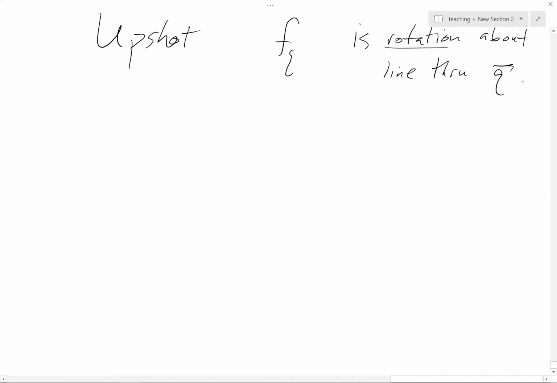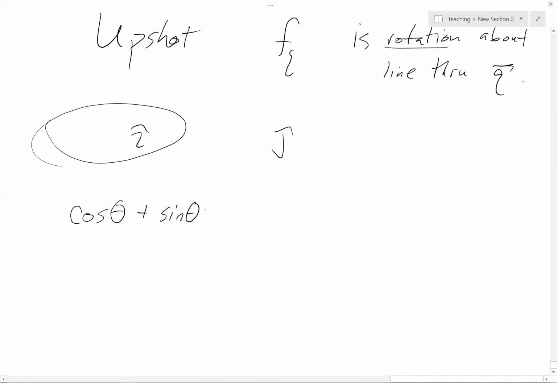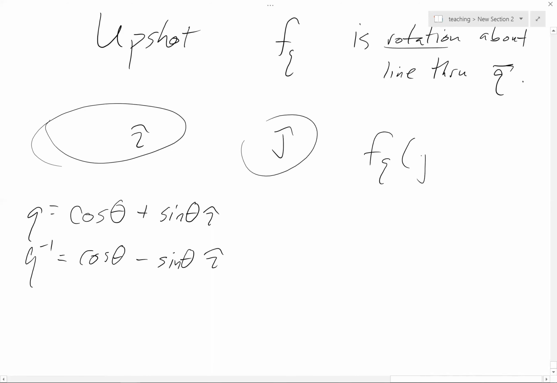Okay, so let's say we just take the vector i, and we're going to rotate the vector j. So I need to make i into a quaternion, so I'm going to split part of it off. I want to make it a unit quaternion, so I'm going to go cosine theta plus sine theta i. So this is going to be my Q that I'm going to use to rotate. So my Q inverse then is just cosine theta minus sine theta i. And I want to see what it does to j. So I'm going to find FQ of j.